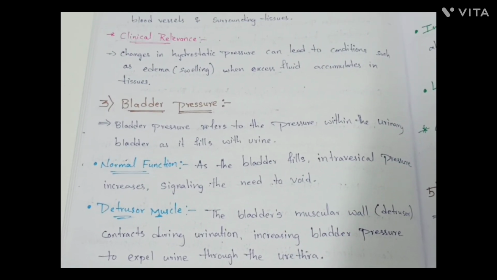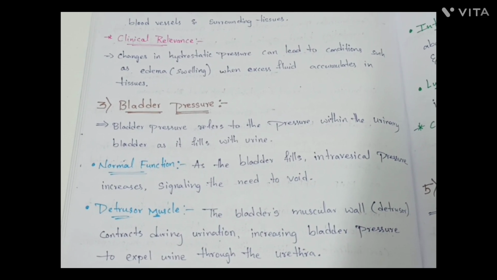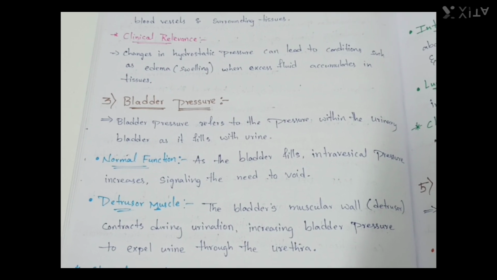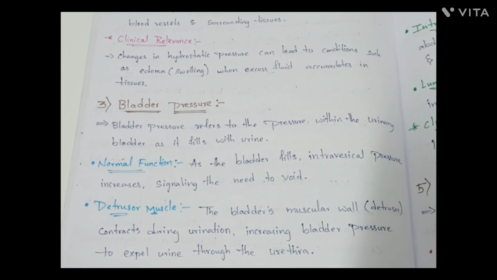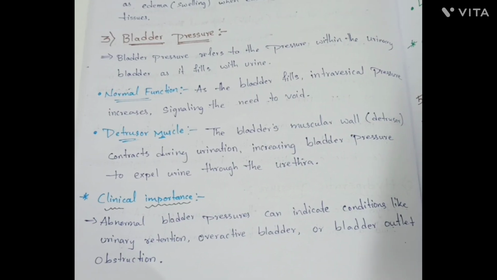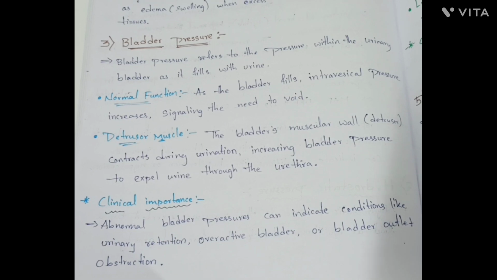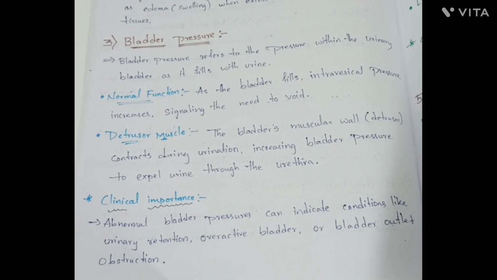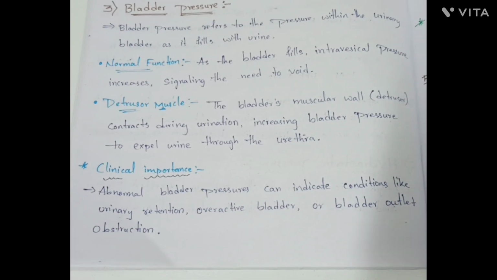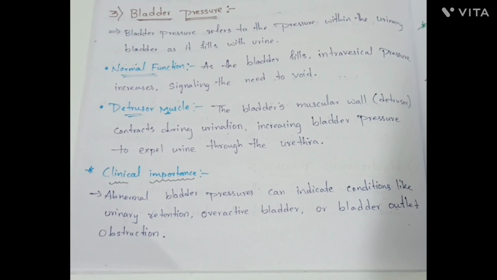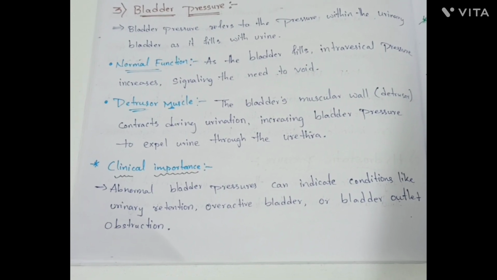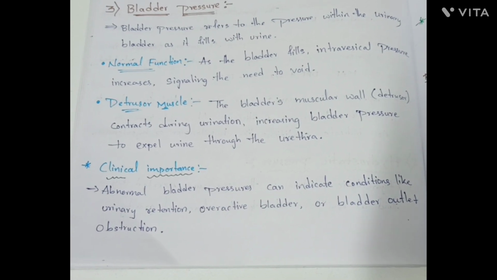Bladder pressure. Bladder pressure refers to the pressure within the urinary bladder as it fills with urine. Normal function. As the bladder fills, intravesical pressure increases. Signaling leads to voiding. The detrusor muscle in the bladder's muscular wall contracts during urination, increasing bladder pressure to expel urine through the urethra. Clinical importance. Abnormal bladder pressures can indicate conditions like urinary retention, overactive bladder, or bladder outlet obstruction.